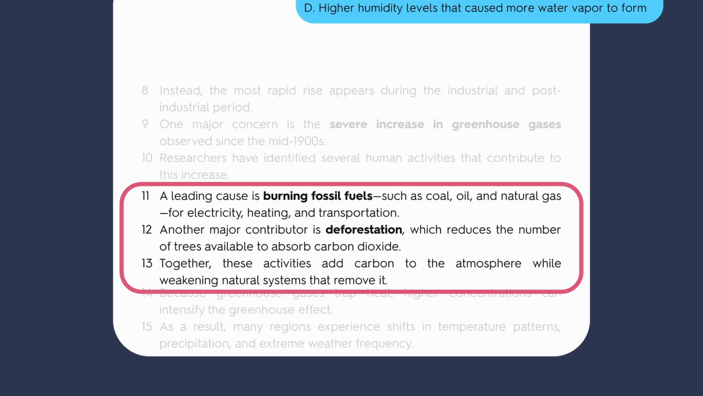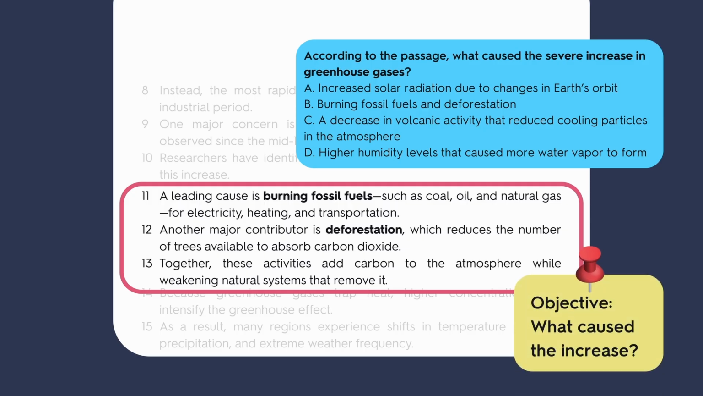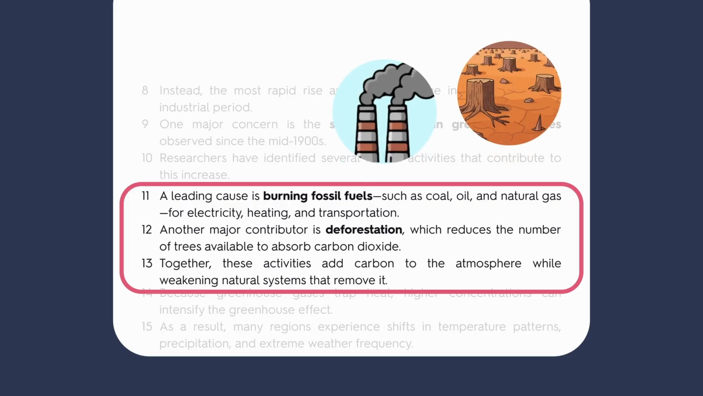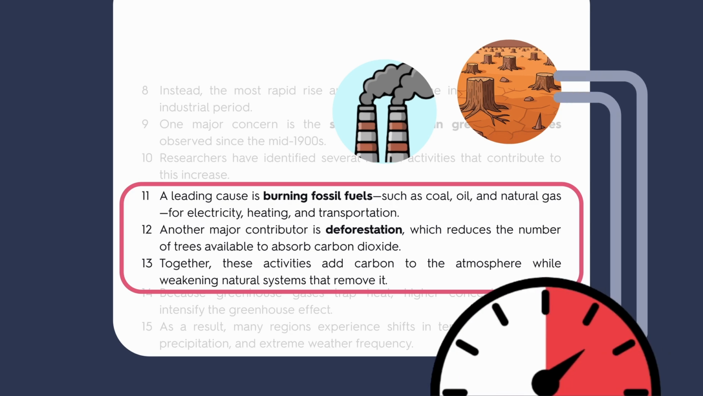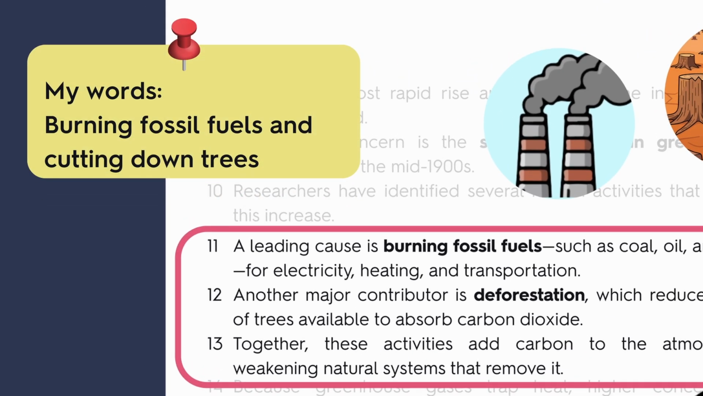Before you look at the answer choices, pause and rephrase the question in your own words. Here, the question is asking what the passage says caused the increase. Now, read the passage near the line reference and underline the exact cause stated. In this example, the passage points to burning fossil fuels and deforestation as the causes. Answer the question in your own words first. This keeps you grounded in the passage instead of being distracted by tempting answer choices.